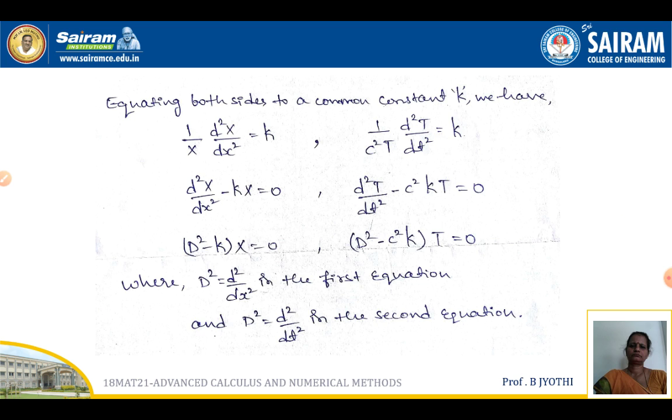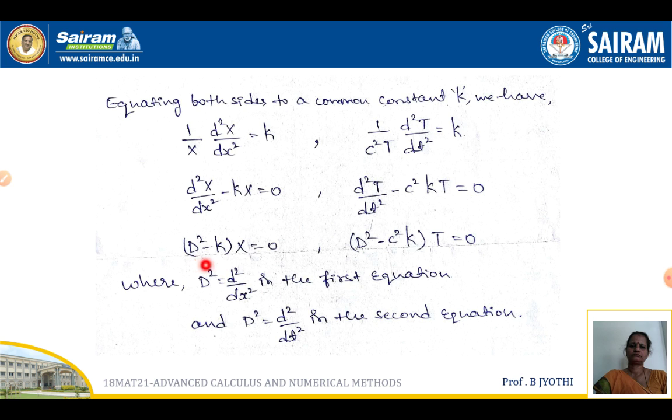Next, equating both sides of the results to a common constant, say k, we have 1/X d²X/dx² = k, and 1/(c² T) d²T/dt² = k. So both of them are equated to k, and let us cross multiply to the right hand side. We will be getting d²X/dx² − kX = 0, whereas d²T/dt² − c² kT = 0.